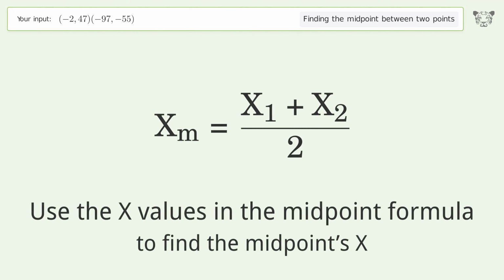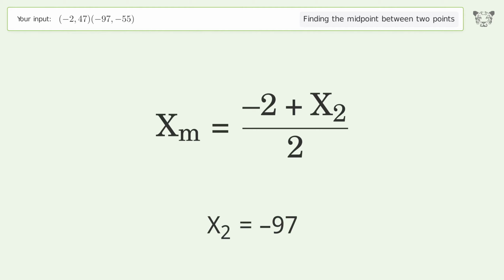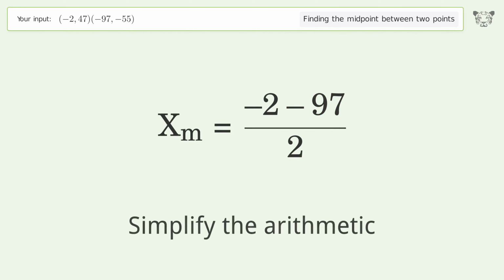Use the x values in the midpoint formula to find the midpoint's x. x1 equals -2. x2 equals -97. Simplify the arithmetic.